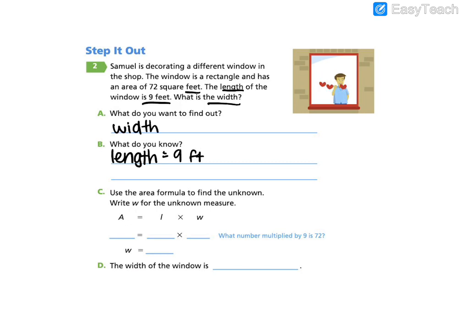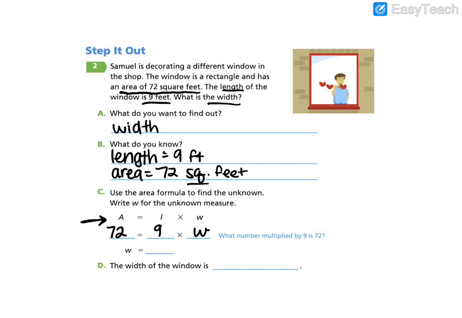And this time we know the area. Remember, area is always going to be in square units. In this case, it's in square feet. All right, we're given our area formula here. Area equals length times width. We know the area is 72. We know the length is 9. We don't know the width.